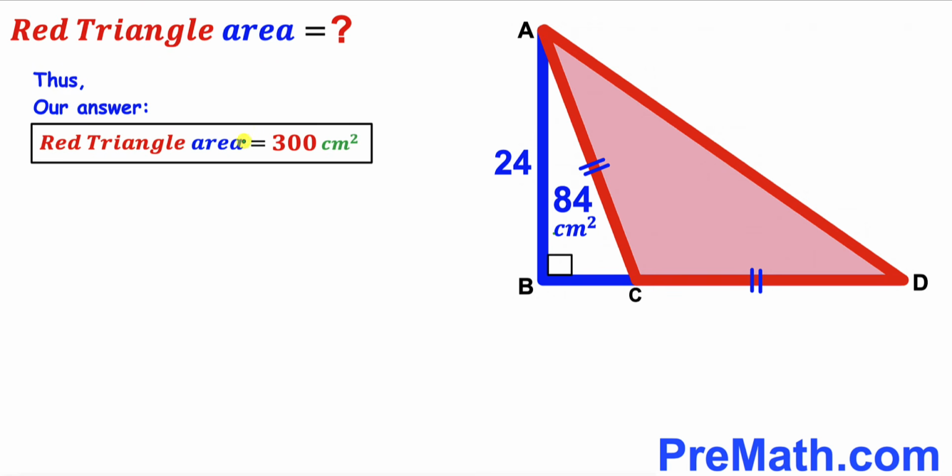So after all the calculations and manipulations, the area of this red triangle turns out to be 300 centimeter square. In other words, the area of this red triangle is 300 centimeter square. And that's our final answer.